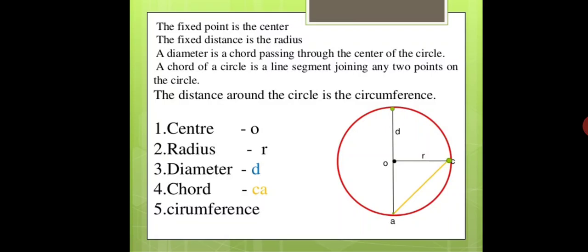A chord of a circle is a line segment joining any two points on the circle. The distance around the circle is the circumference.